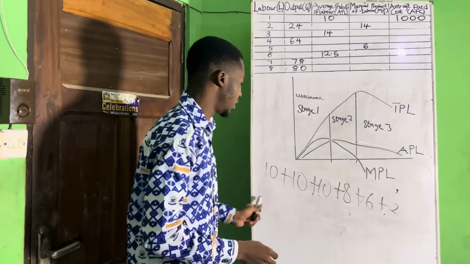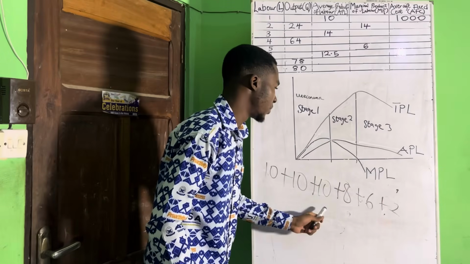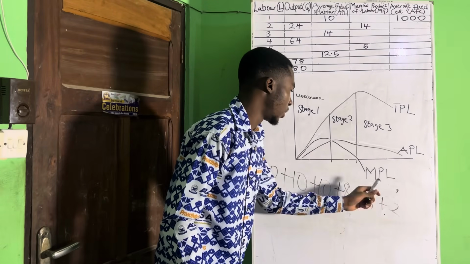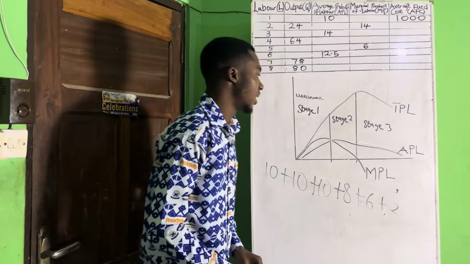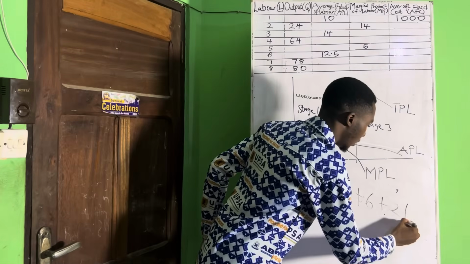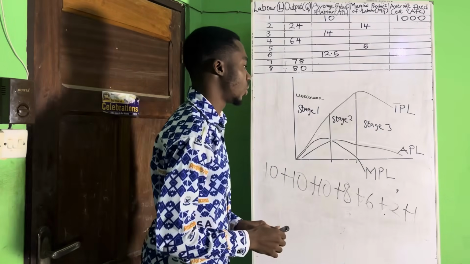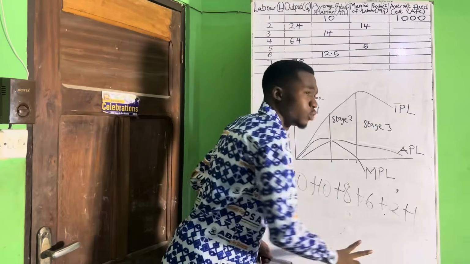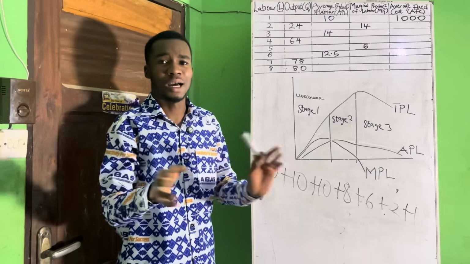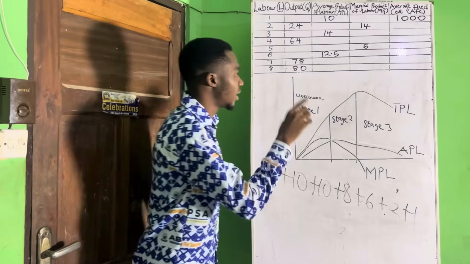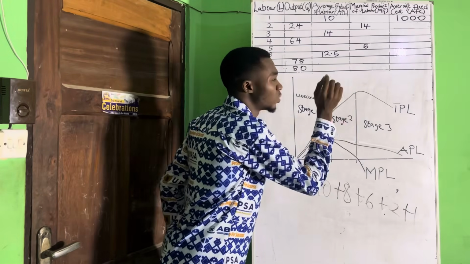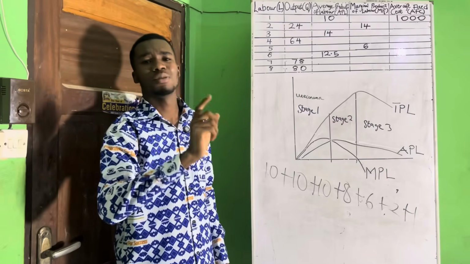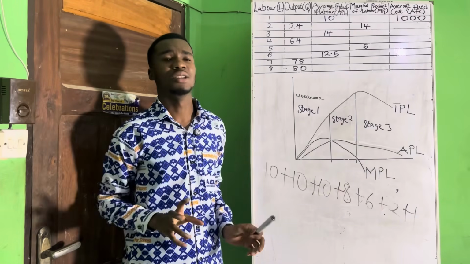So the first one brings 10, second one brings 10, third one brings 10, fourth one brings 8, the fifth one brings 6, and the next one brings 2. Then the last person brings, let's say, 1. You get it? So now all of them have been utilized. So right now, the next person will bring 0. You get it? And it will become a burden. You get it? So now the most important thing you have to look at is the total product of labor that determines whether you should produce or you should end at stage 2 or stage 1.